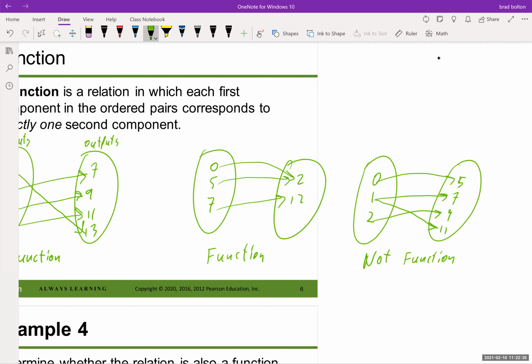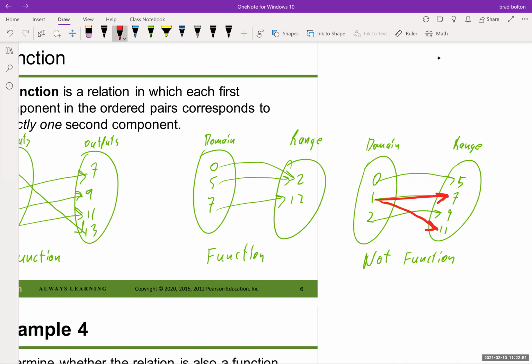because 0 goes to 5, it only goes to one number. But the moment I hit the number 1, this is my domain, right? This is my range. This is my domain. This is my range, or my inputs and my outputs. The domain, when I go to 1, maps to 7 or it goes to 11. So it could be either one of those. This is what makes it not a function. This is the bad part right here.